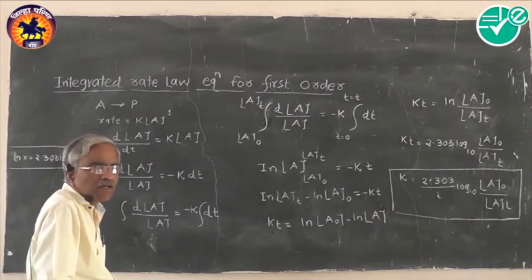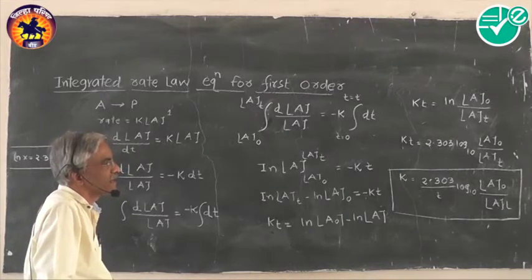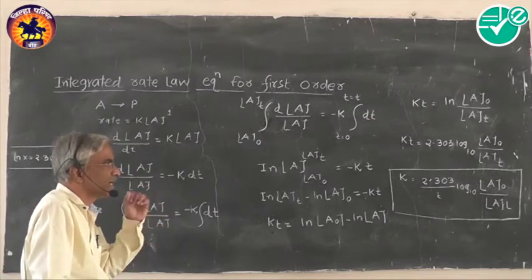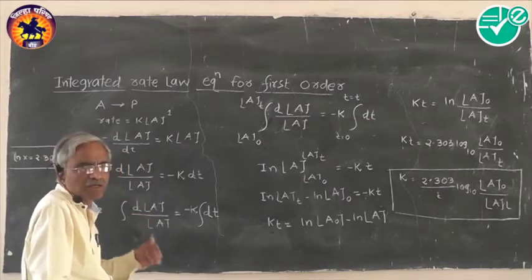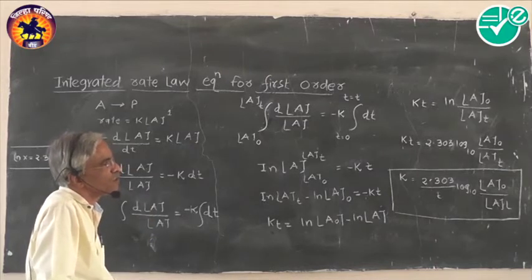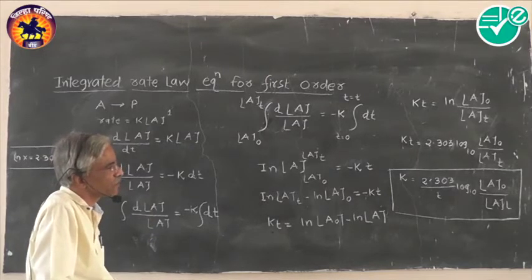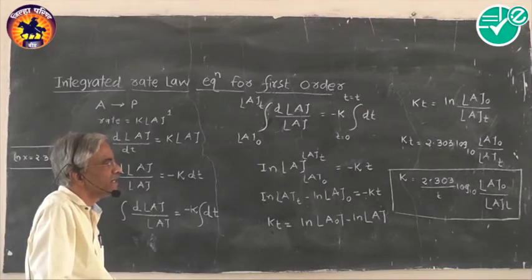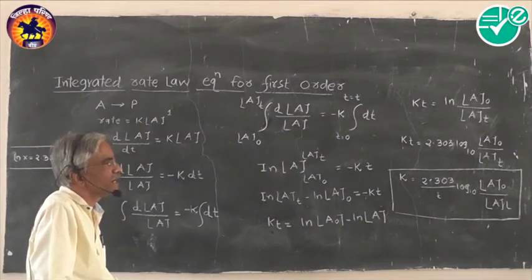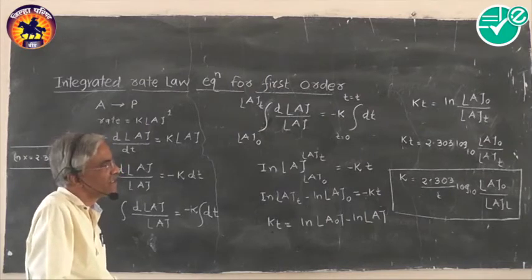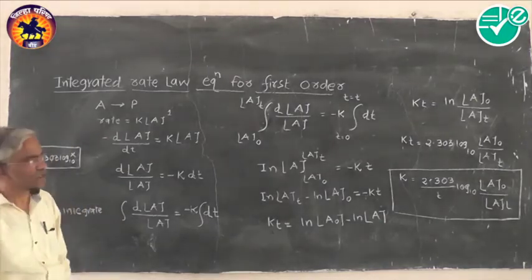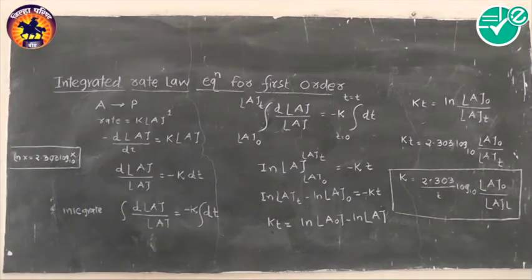We will go for the mathematical and experimental example of that with the hydrolysis of methyl acetate after completing the mathematical forms and the graphical nature. So k equal to 2.303 upon t log of A0 by At is said to be the integrated rate law equation for first order reaction.